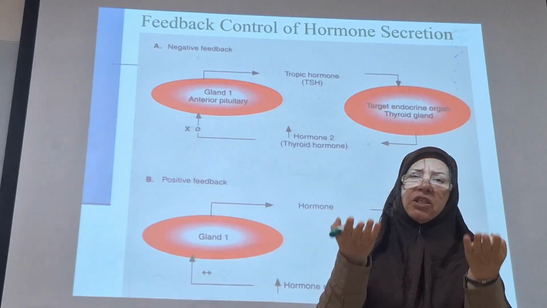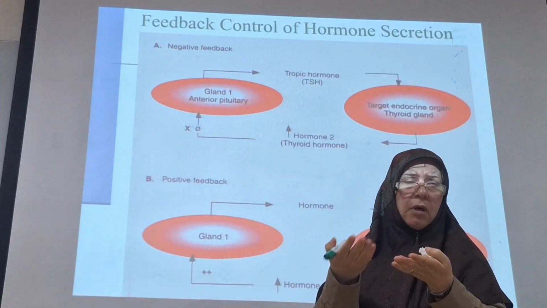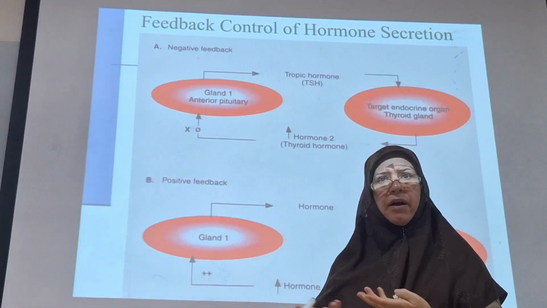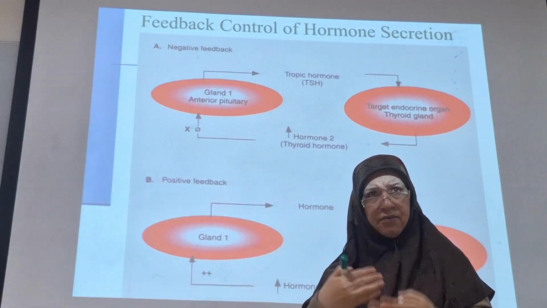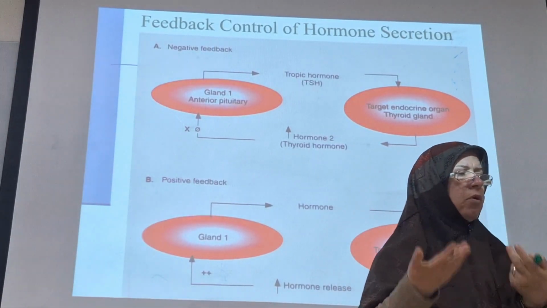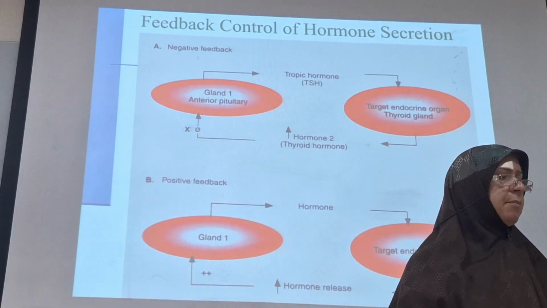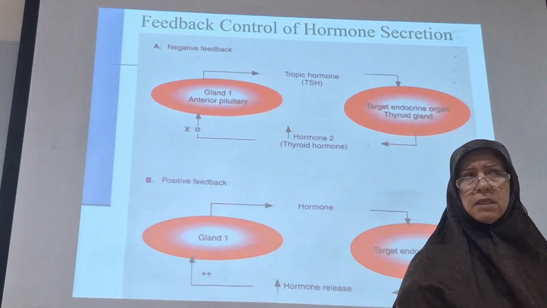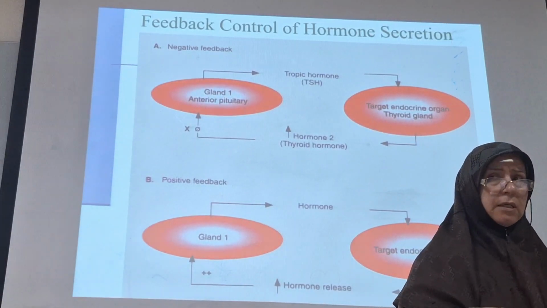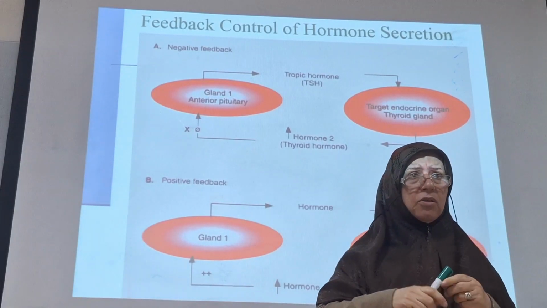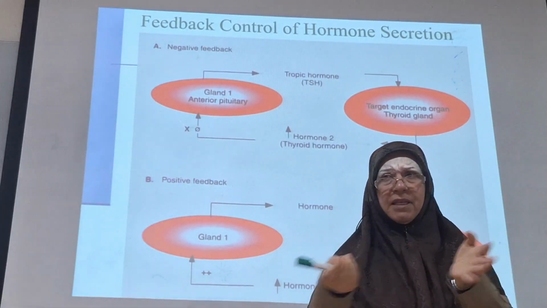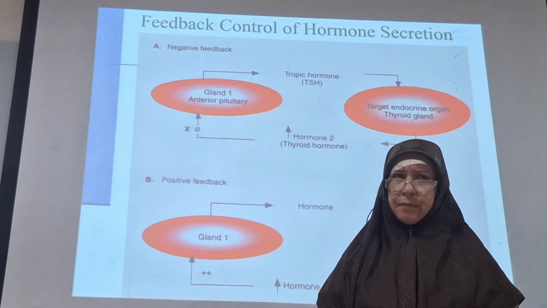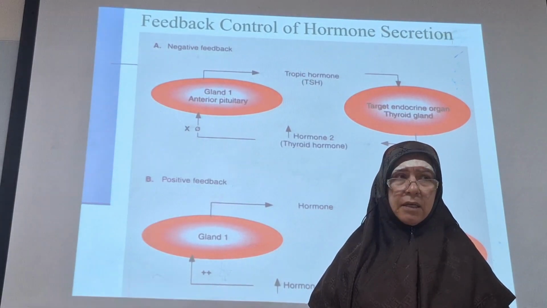Negative feedback prevents over-secretion of hormones. Maybe it's better to say it prevents overactivity of target cells. But in addition to negative feedback, we have positive feedback. You know positive feedback? Oxytocin. At the end of gestation, oxytocin causes baby delivery because of positive feedback. And also for ovulation, estrogen.